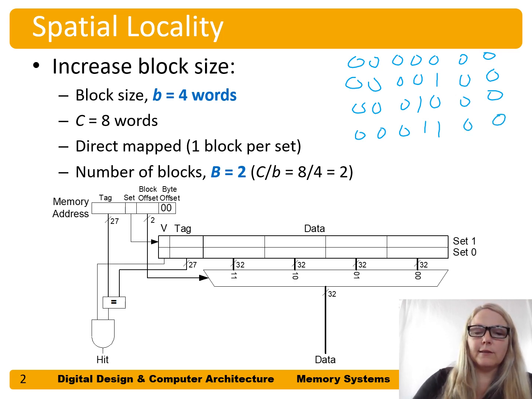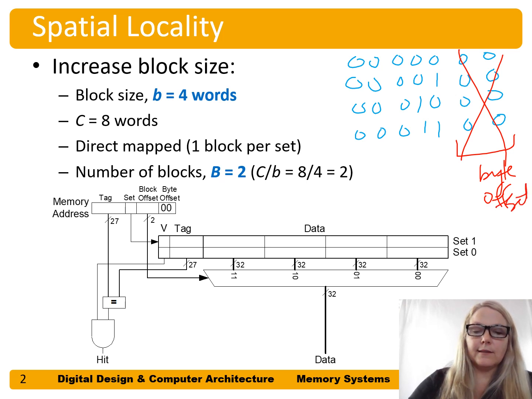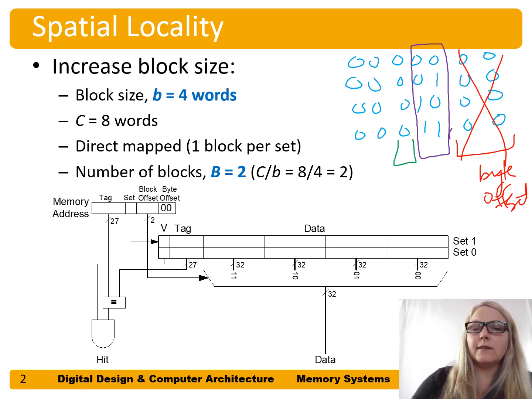Still, we ignore our byte offset. This would tell us which byte within the word we want, but we're not going to worry about load bytes. So this is still our byte offset; ignore those. The next bits are our block offset. We use 2 of those bits, and that tells us which word within the block that we want. In this case, we only have a single set bit, so this next one tells us which set it's going to be in.